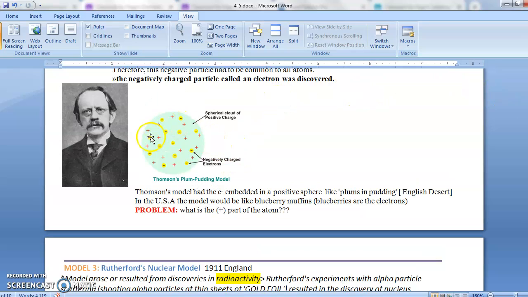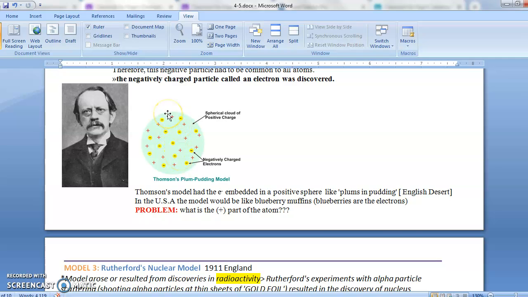So what did they do? Thomson had to revise his model. He put the electrons, this negative particle, right inside the solid sphere. And he realized if there were negative particles inside, the sphere itself had to have positive particles, or the sphere itself was positive. This model, Thomson's model, became known as the plum pudding model.